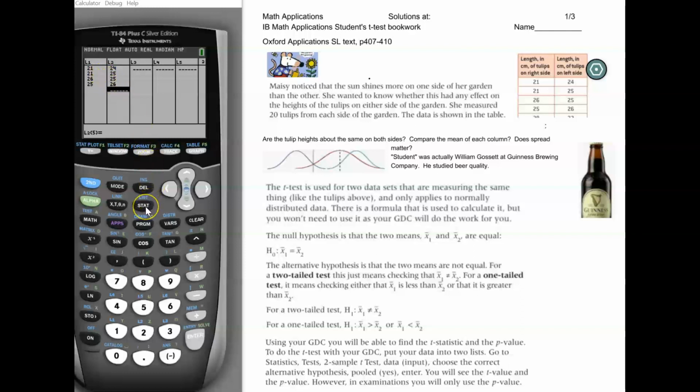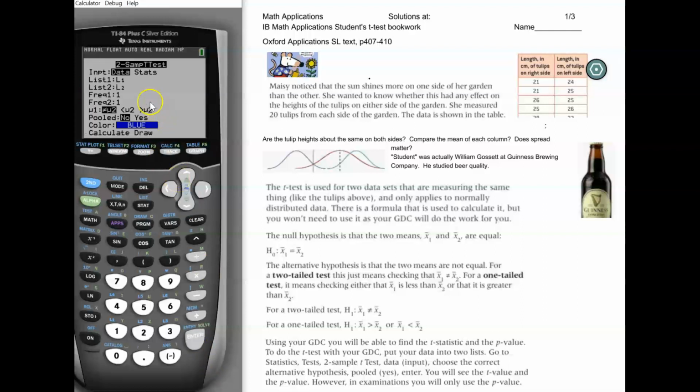Now, of course, we're going to do similar to chi-squared. We're going to do stat test, where we found chi-squared. And we are going to go down to, now be careful. It's not this t-test, which is only for one column of data. We have two columns of data, so we're always going to use two sample t-test, which is number 4. Okay?